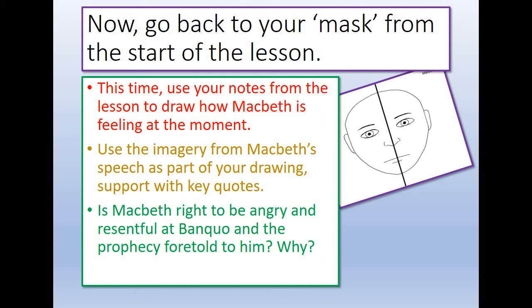And greens and purples, is Macbeth right? You're going to do the first two bits, sorry, I forgot to say that. Is Macbeth right to be angry and resentful at Banquo and the prophecy foretold to him? If so, why? Why is he justified in that frustration and anger? And if not, why isn't he? Okay, so you're going to do the first two tasks, and then in a little paragraph underneath the mask or on the next page, if you haven't got room, you're going to do that question.